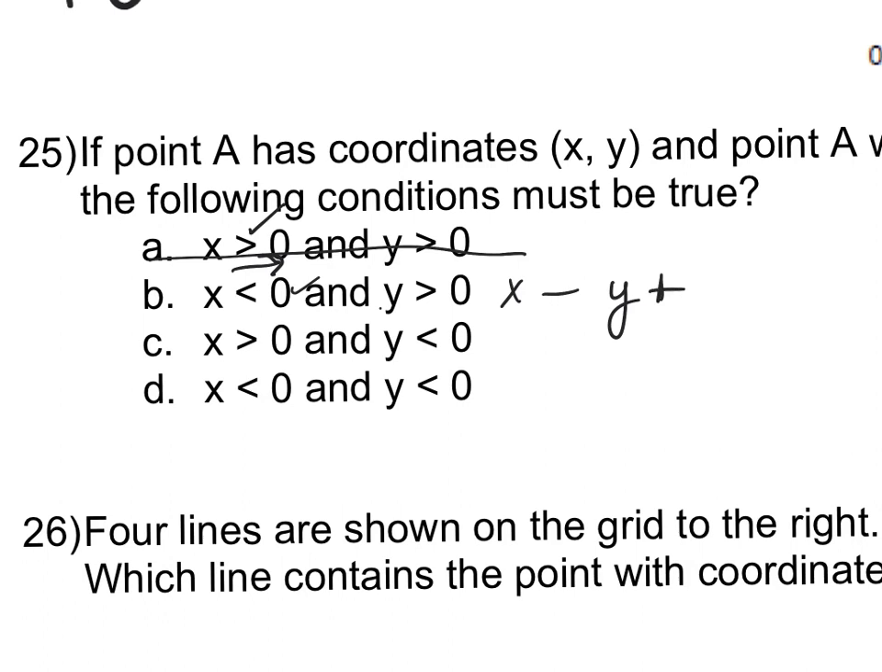Now I want to just check my others. Here it says x is greater, and so we know from A that's not going to work. And we see x is less than 0, so we know that works. But y is less than 0, and that's going to be negative. So B is our answer.